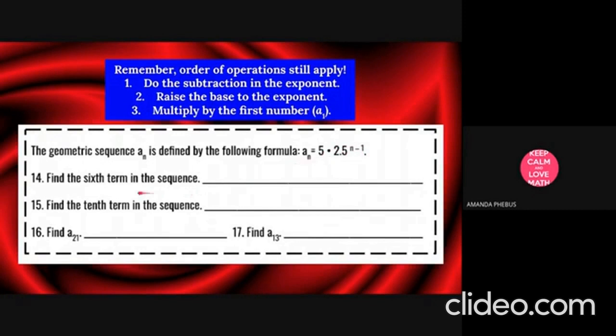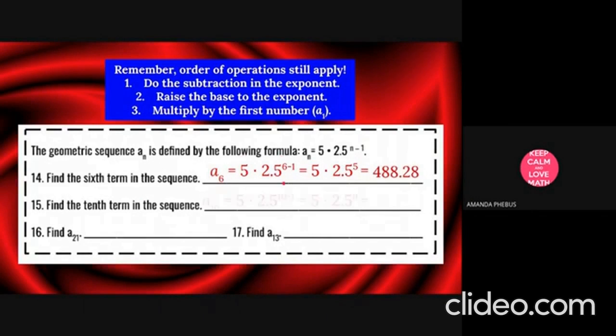So we're going to find the sixth term, so that means that we're going to plug in 6. So I've got 5 times 2.5 to the 6 minus 1. 6 minus 1 is 5. And so what you need to do, because I kind of ran out of room here, you would do 2.5 to the 5th power, and then whatever that answer is, multiply it by 5. And so you should get 488.28. All right. If you have a graphing calculator, you can just shove this whole entire thing in, and the graphing calculator will obey the order of operations.